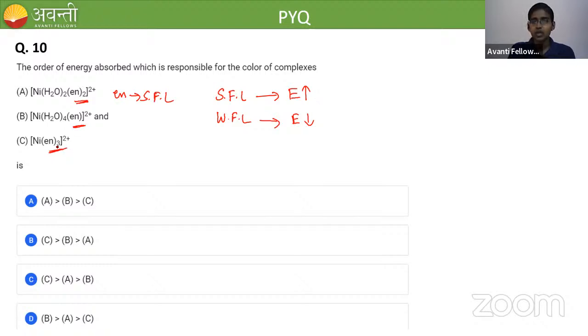So more strong field ligands are given in compound C. So compound C absorbs the maximum amount of energy. Then the complex containing 2 ethylene diamine will absorb more energy, right? So it is compound A, and lastly compound B. So C, A, B, that is 3, 2, 1. So option C will be the correct answer.